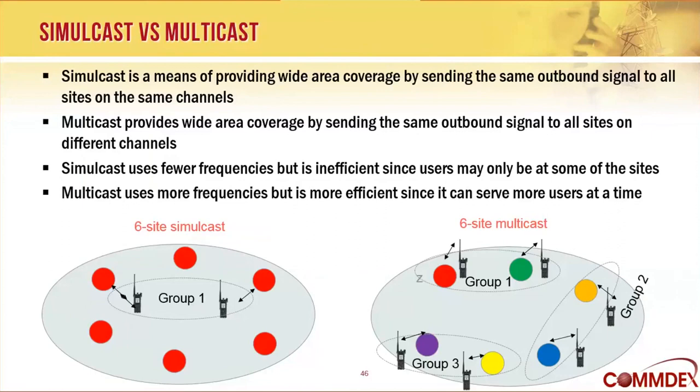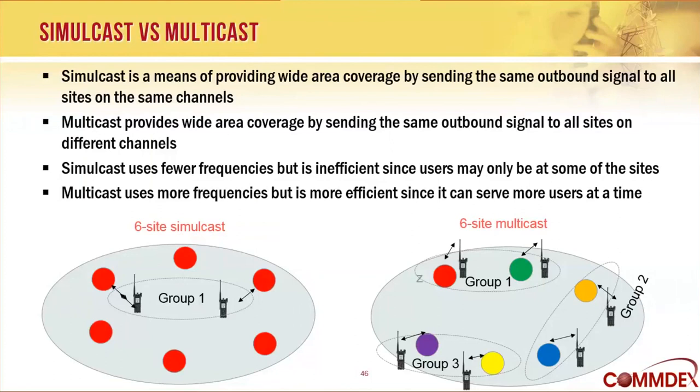So in the example on the left, we have 2 users that are talking to each other in a wide area 6-site simulcast system. Even though there's only 2 users, we have to transmit on all 6 sites on the same frequency at the same time. So that channel becomes unavailable to all the other users at that time. So even though it takes fewer frequencies to make it work and it's easy to license for, it's not super efficient as far as user throughput.